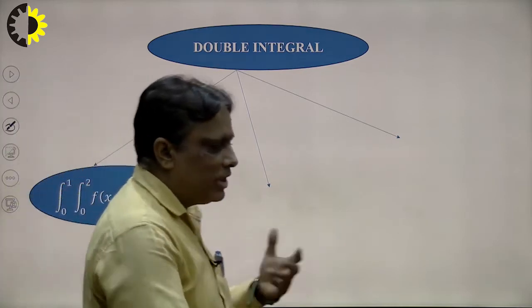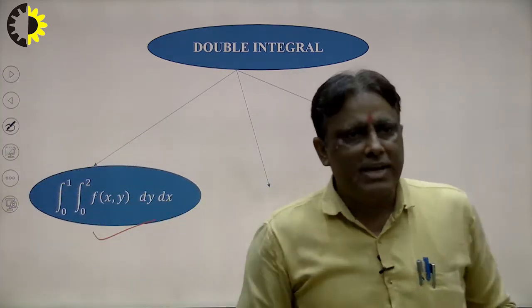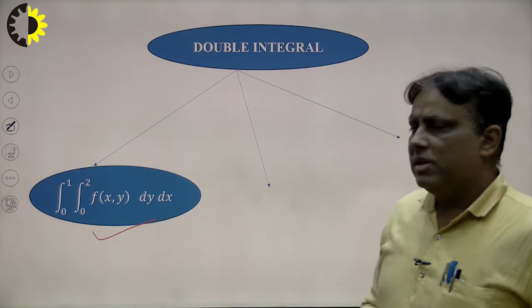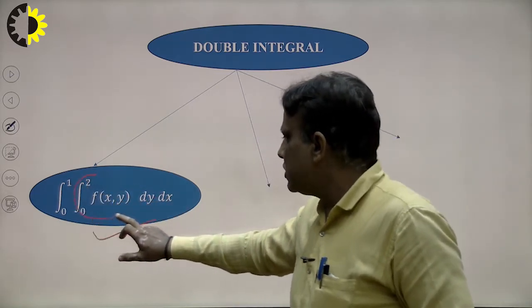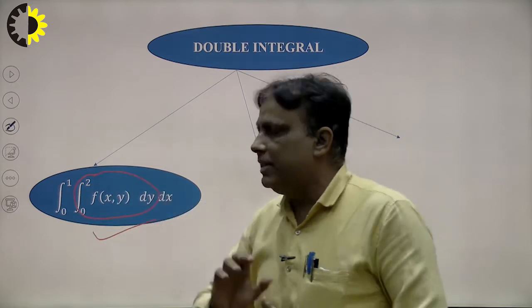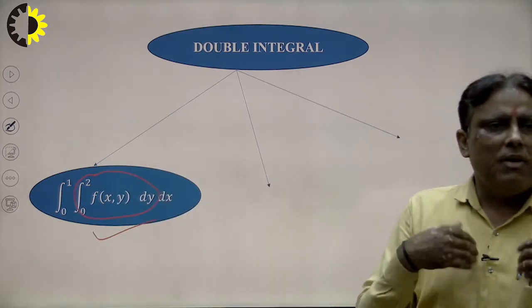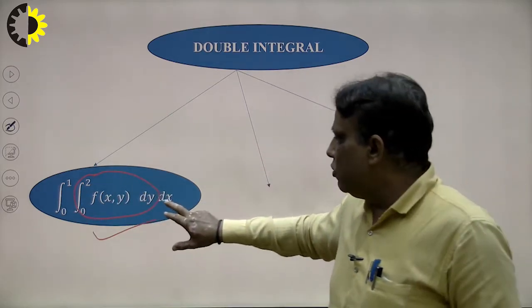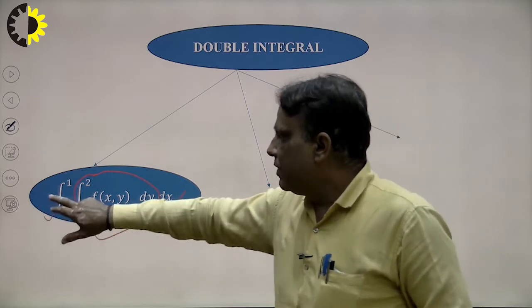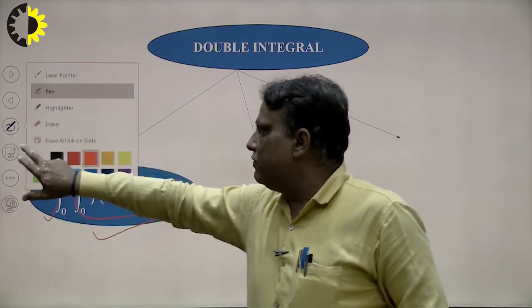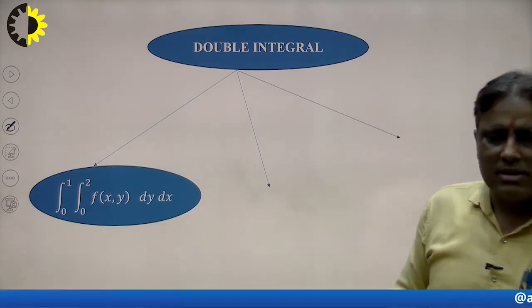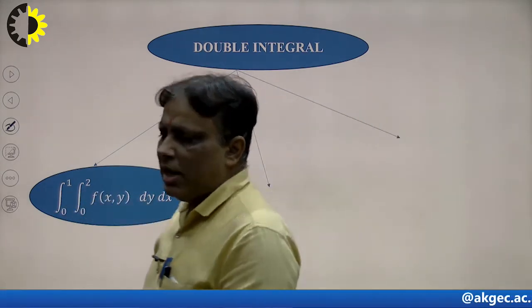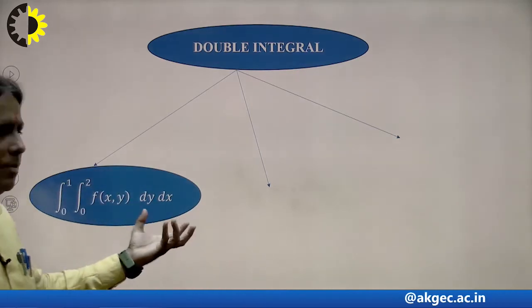So how to recognize which will be the limit of y and which will be the limit of x? We see that this limit will be y here, because I write dy first. So this will be the limit of y, and after this will be the limit of x. In this way we can recognize which will be the limit of y and which will be the limit of x, right. In this way we can directly solve the problem.